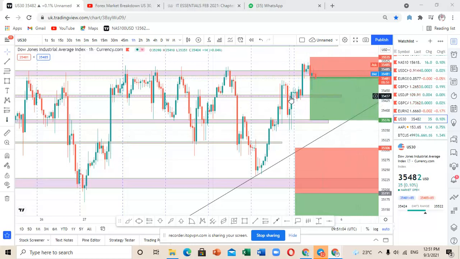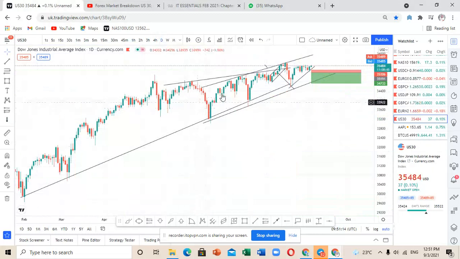So let us just start today's analysis. I'll be starting with US 30. On US 30, let me just start from the daily time frame. From the daily time frame, you can see that we have a clear upward view. That is the move to the upside, and from this move you can clearly see that we have had several touches.